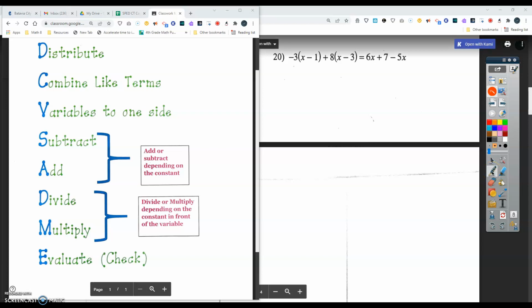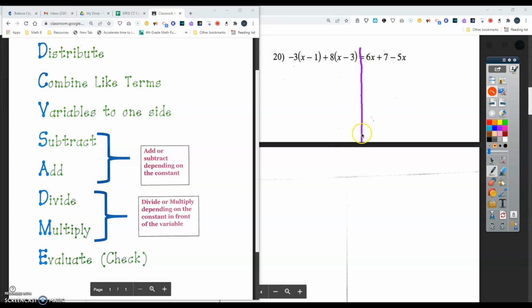So remember, step one, always step one, draw your line. We're going to go right through this with a check sheet. Do we have parentheses? Yes, we do. We have to do distributive property, meaning we have to distribute this -3 to the x and the -3 to the -1. We also have to distribute this 8 to the x and the 8 to the -3. Okay, so we're going to do that.